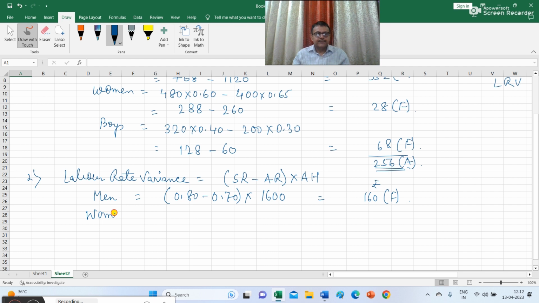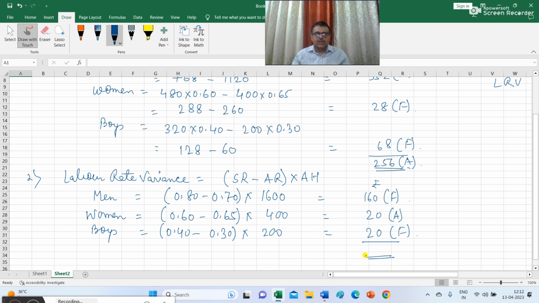For women, this is 60 paise minus 65. Multiply this with 400 and you will get 20 adverse. And for boys, this is 40 paise minus 30 paise. Multiply this with 200 and you will get rupees 20 favorable. So total labor rate variance is 160 favorable.